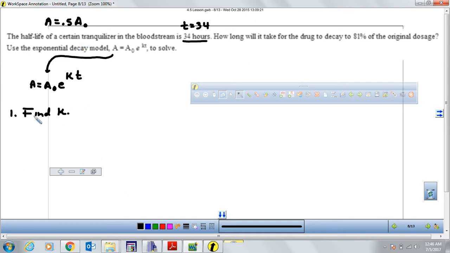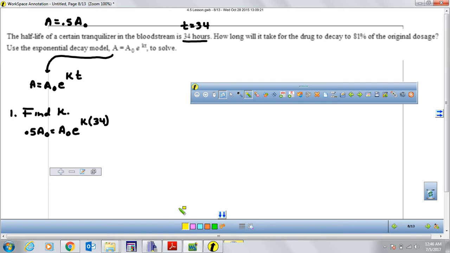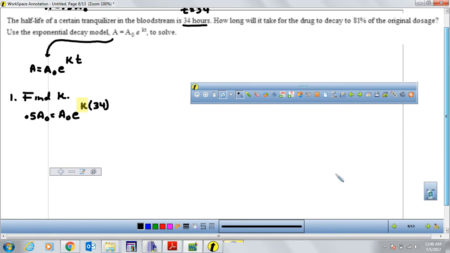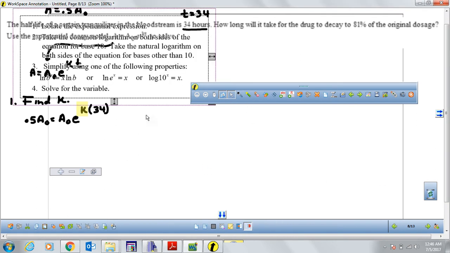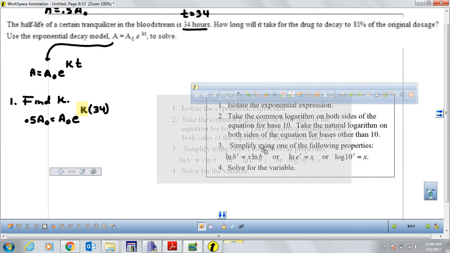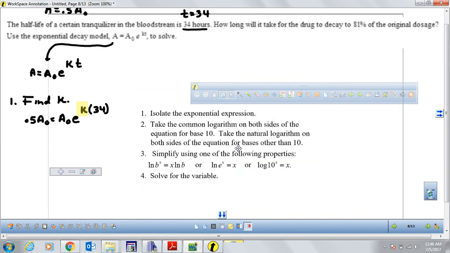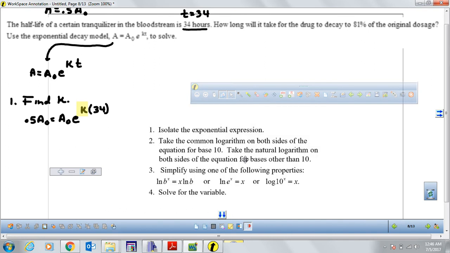Okay? So on this function we already know what A is. A is 0.5 A sub 0, and whenever A becomes 50%, it's going to take a time of 34 hours. That is the t. So that is going to help us find the value of k, which is the first thing that we need to do. So how do we solve for k? Since it is in the exponent, we have to follow the same strategy. We need to solve this exponential equation, so we're going to follow this process again to solve it.